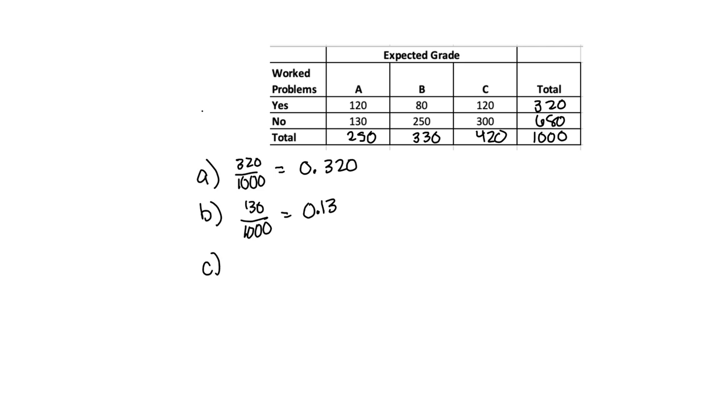C, what is the probability that a randomly chosen student regularly works the problems or expects a grade of a C? So regularly works the problems, that's 320, and or expects a C. So that's 320 plus 420, but I have to subtract 120 because I don't want to count it twice. And that is going to be, so that would be 200, so that's 620 out of 1,000. So that's 0.62.